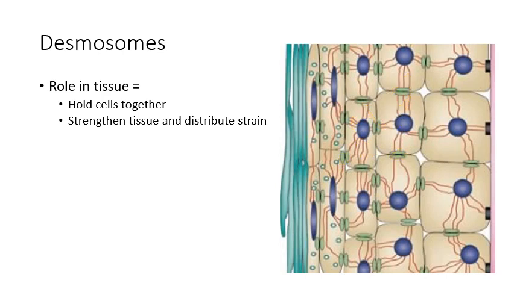It also helps distribute strains that are placed on the tissue. So if you put a strain on the tissue at a specific point, like right here, then that's going to be distributed amongst the other cells that are connected by desmosomes. Ultimately, it would be distributed around the whole area of the tissue, which helps provide strength, of course.